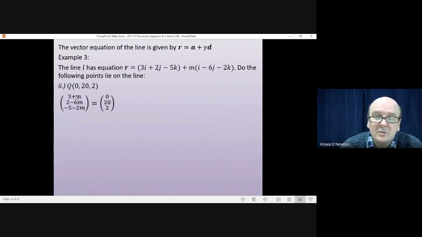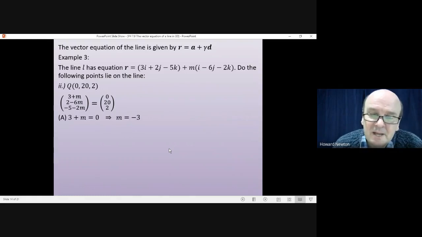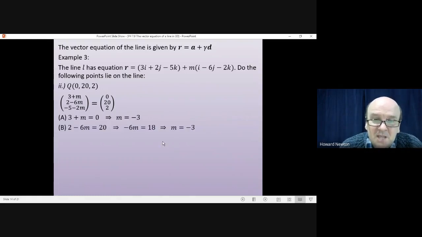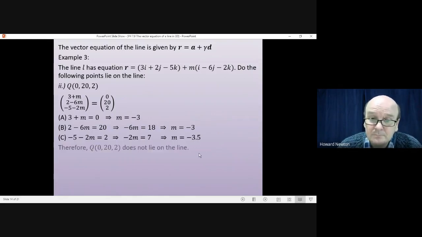So writing these as a single column vector would give me that. And the question is, is there a value of m which will give me (0, 2, 2) for the answer? Looking at the i values, I get m = -3. Looking at the j values, I get m = -3 again. Looking at the k values, I get this, which simplifies to -2m = 7, which simplifies to m = -3.5. So it nearly works, but it doesn't work. Therefore, Q (0, 2, 2) does not lie on the line.